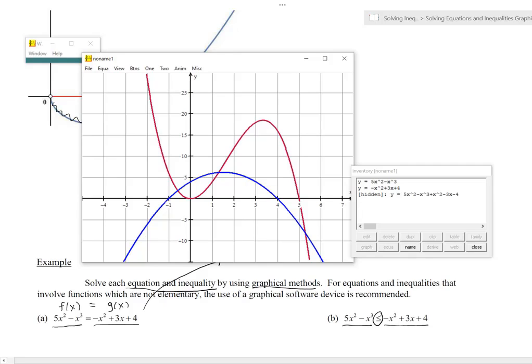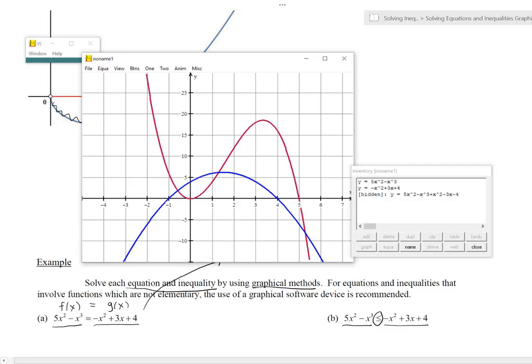WinPlot. It's a pretty decent software that's easy to use to do some basic stuff like graphing functions of one variable and whatnot.